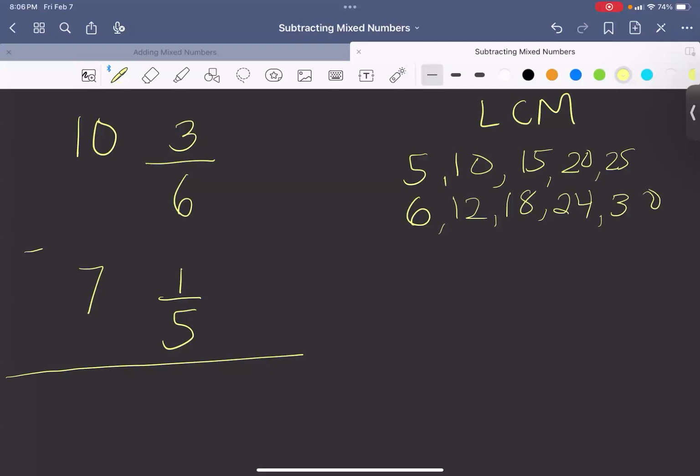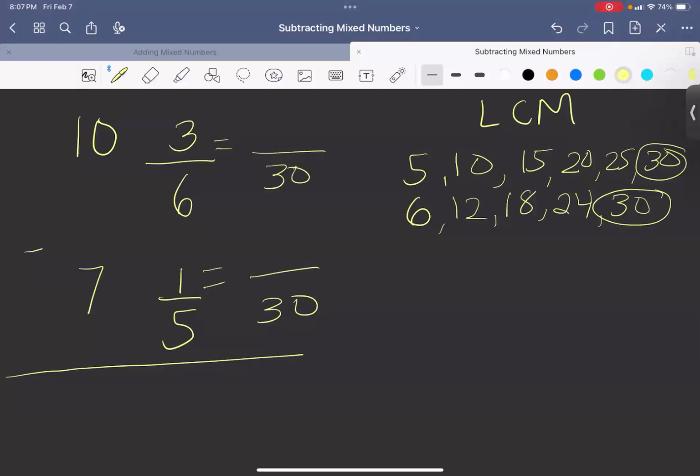I don't have any numbers that are common. So let me go back to the 5. 30. Oh, I see I have 30 as a common multiple, and it's the lowest positive multiple that they have. So I'm going to make 30 the new denominator.